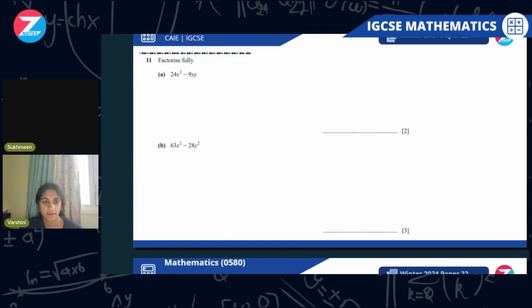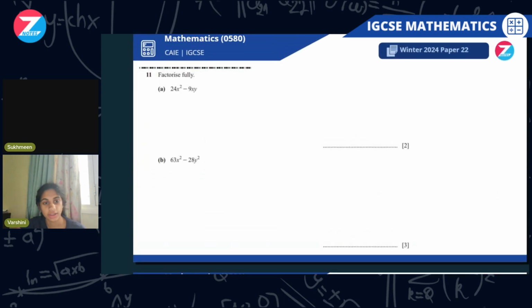Okay, factorize fully 24x squared minus 9xy. Okay, so to factorize this, we need to see which terms are repeating. So we know that x is coming in both of these terms, so we need to factor x out, and 24 and 9. 24 is not a multiple of 9, but we know that they can both be divided by 3.